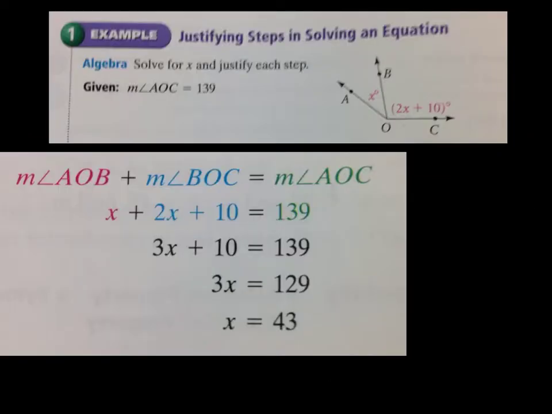Now let's see if we can justify the steps in solving an equation. If we're asked to solve for x, the first thing we would do, hopefully, is add the two small angles together to get the big angle. And hopefully you would agree this would be angle addition postulate.